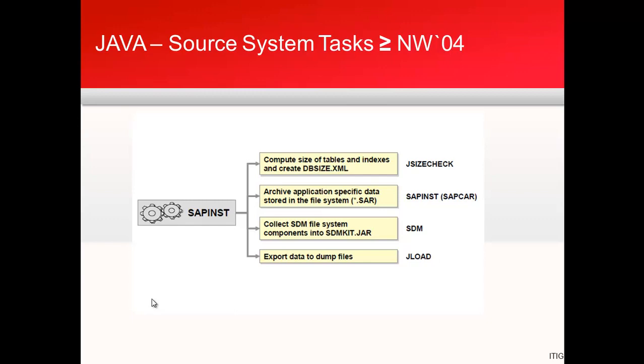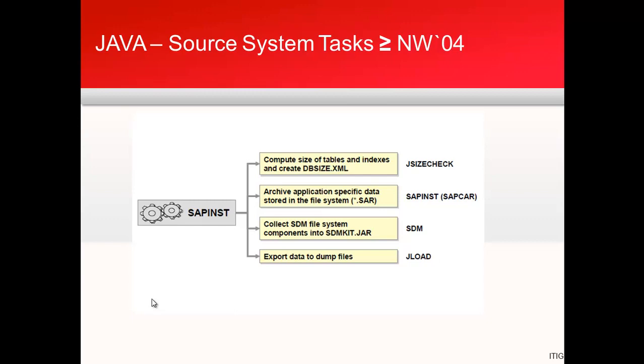The log file for JSize check can be found in the installation directory. Using this file, we can anticipate or find out what is going to be the size of the target database and what is the structure of the database. So based on that, the system can be prepared.